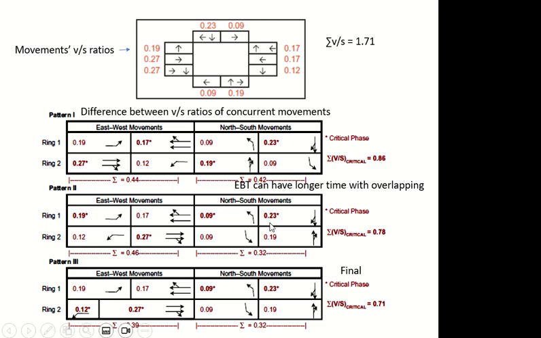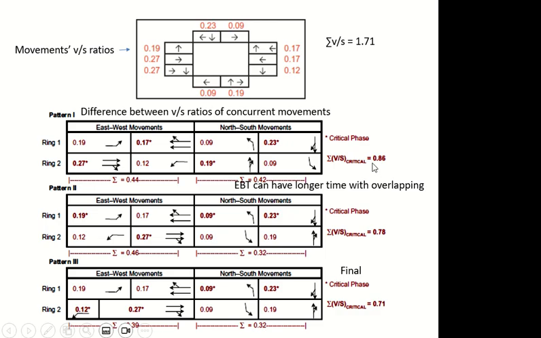Okay, and again I will pick the critical V bias ratio from the parallel movement. So 0.19, 0.27, 0.09 and 0.23. Now if I add these together, 19, 27, 9 and 23, I get 0.78. Okay, so it was 0.86. When I flipped it, it became 0.78. So it became better, right?